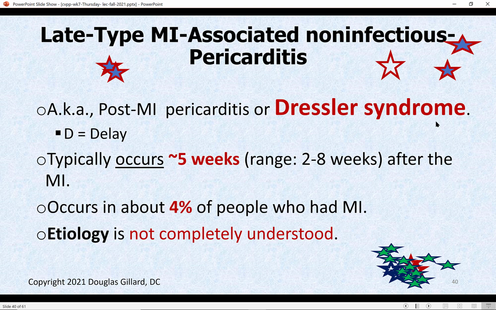And then there's this Dressler syndrome. I do like this. This is a nice board one too. You better know Dressler syndrome. This is a late pericarditis that comes on about 5 weeks after a myocardial infarction. Patient is home. Patient is back to work. Things are going good. And he gets chest pain again. And he thinks he's having another heart attack.